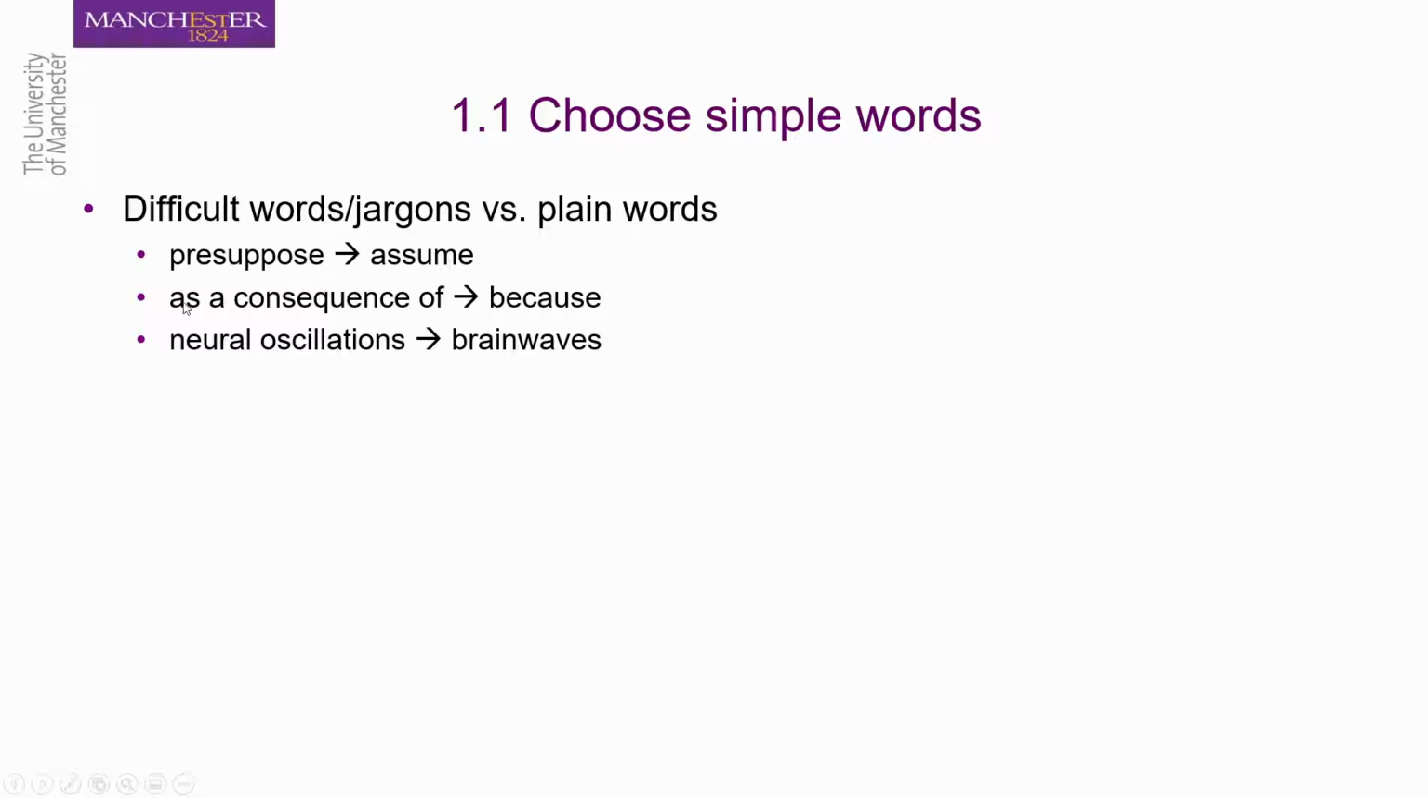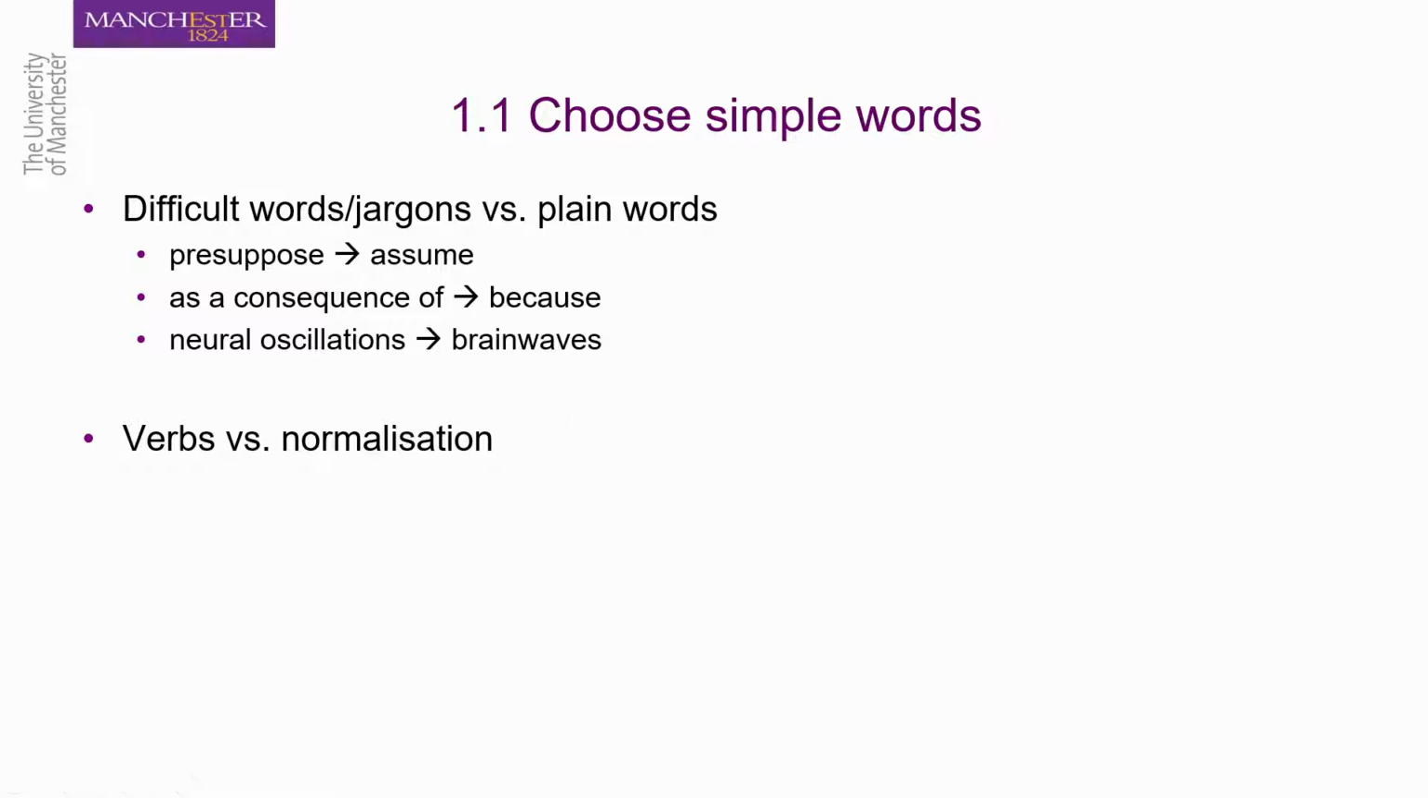For example, instead of saying presuppose, it's easier if you just say assume. Instead of saying as a consequence of, which is 4 words, it'll be easier if you just say because, and it's actually more frequent and more accessible to an average reader. And the third example, neural oscillations, that is a specialist term. If you're writing for specialists, it's perfectly fine to say neural oscillations. But for a lay audience, you might want to say something like brain waves, or at least you want to explain what neural oscillations are before you keep using that term.